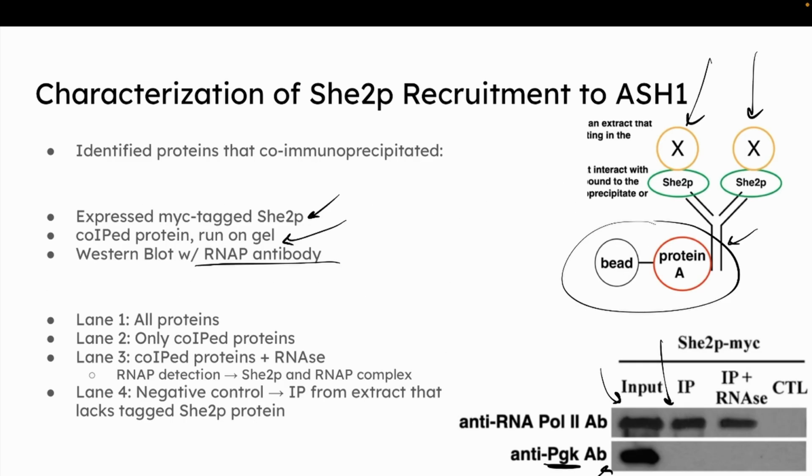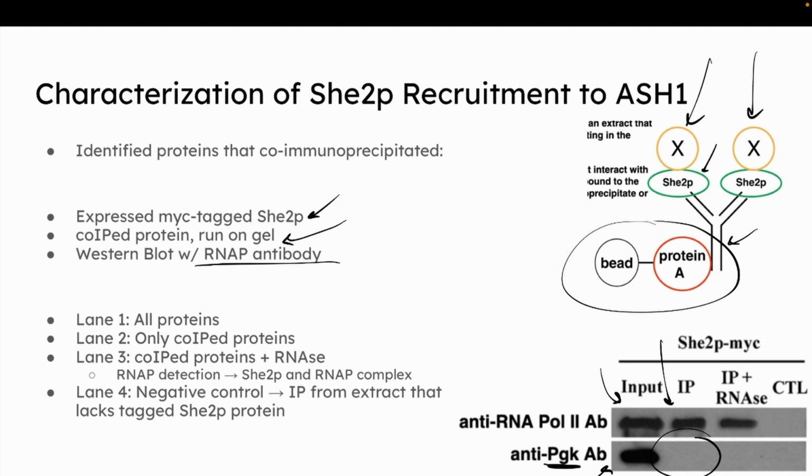So only the ones that bound with SHEP2. Okay, that's all they had in this second lane. And they found that, okay, RNA polymerase was there. Great, RNA polymerase was there. And there was no PGK antibody lighting up. And that suggests that this was at least somewhat specific for RNA polymerase.